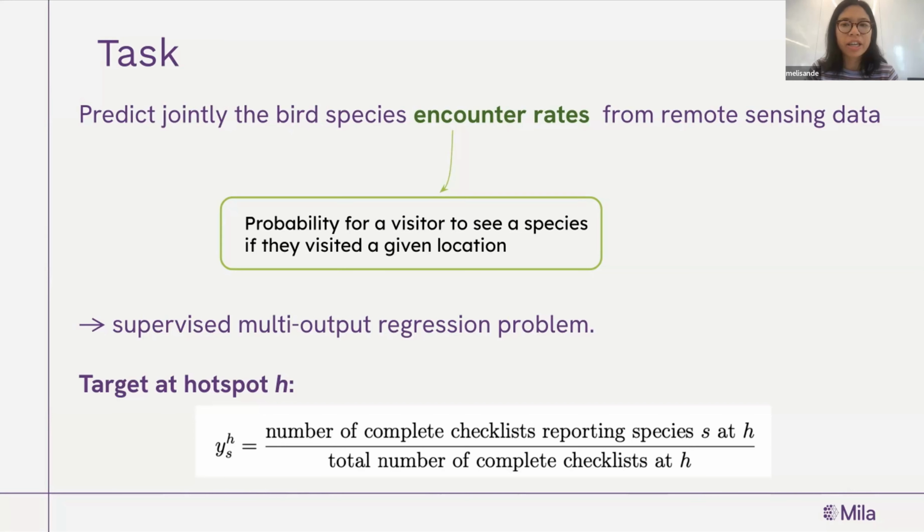So in our case, we want to use satellite imagery, and from an image of the place, predict the probability that you're going to see a certain species. So this is a supervised multi-output regression problem where our target at a given hotspot is, for each species, the number of checklists reporting that species at that hotspot over the total number of complete checklists at the hotspot, if that makes sense.